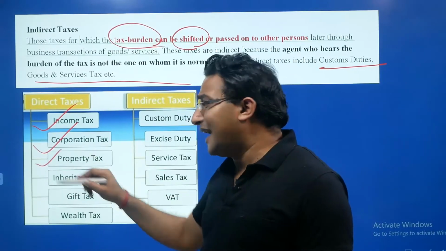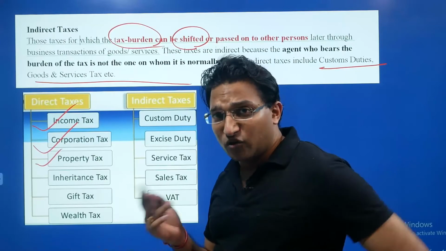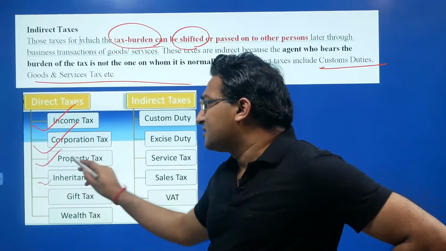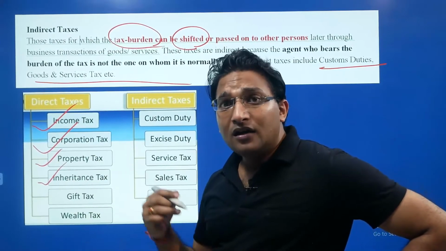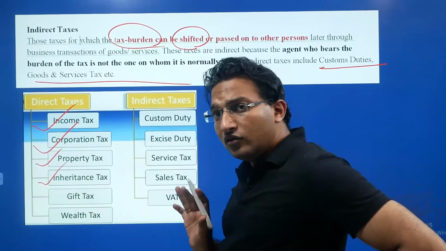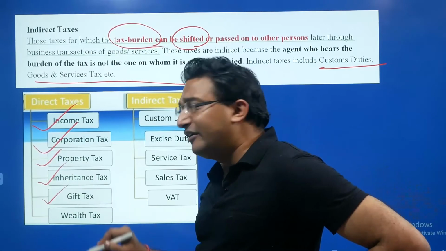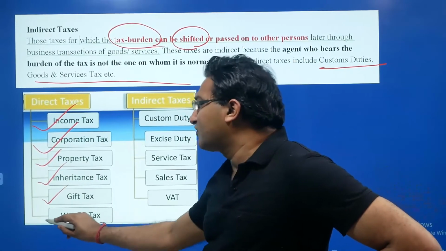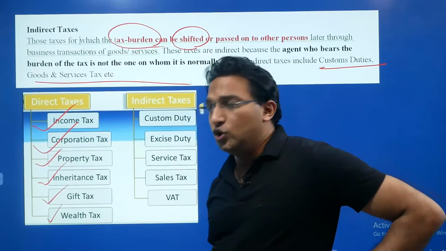Property tax, the tax which is levied on the sale and purchase of property. Inheritance tax, the tax which is levied when someone inherits the property from his or her own forefathers. Gift tax, which is levied on the gift transactions. Wealth tax, which is levied on the wealth which is held by you.